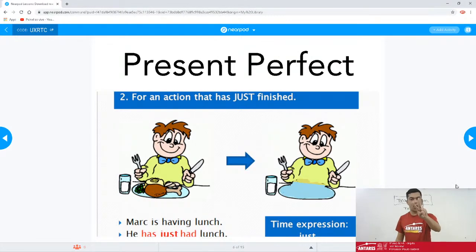Okay, the second possible situation for us to use the present perfect is for an action that has just finished. Okay, I've just done it. So Mark is having lunch. Whenever he finishes, he would say he has had lunch, or he has just had lunch, because he finished eating his lunch at that time. He has just had lunch. You, for example, have just answered a quiz. It has just happened. Okay?